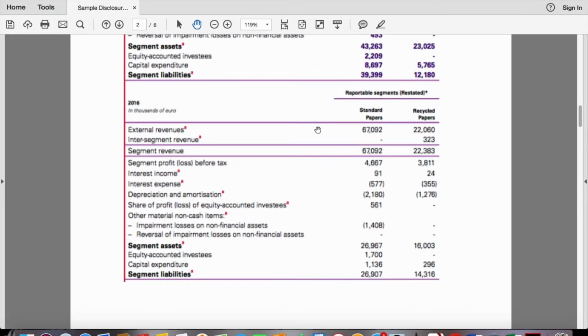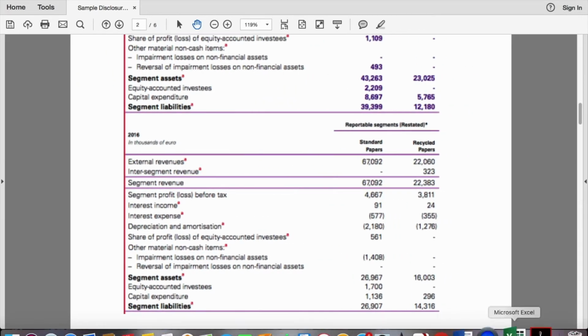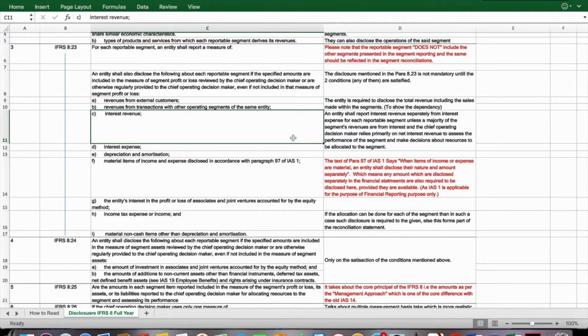And the same we need to disclose for the comparative figure. So these disclosures are the requirement of paragraph 8.23. We're going to discuss it in the next video.